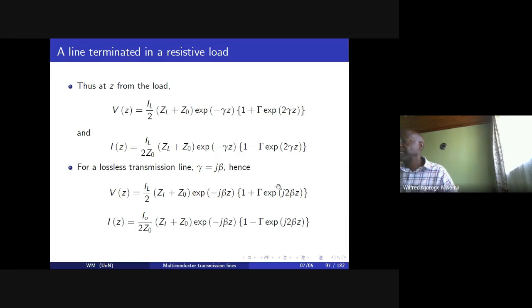We expect that the maximum value of Vz is going to occur when twice j beta z is equal to 0, or equal to twice pi, or multiples of twice pi. That is 0, twice pi, 4 pi, and so forth. This one will have a value of unity. And if we were to put it at the value of pi, we'll get that this one will be negative, and therefore this will give us a minimum value.